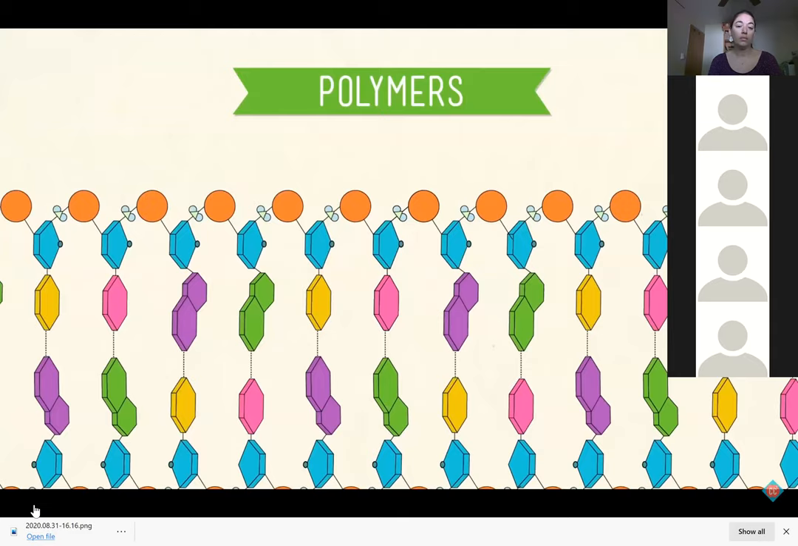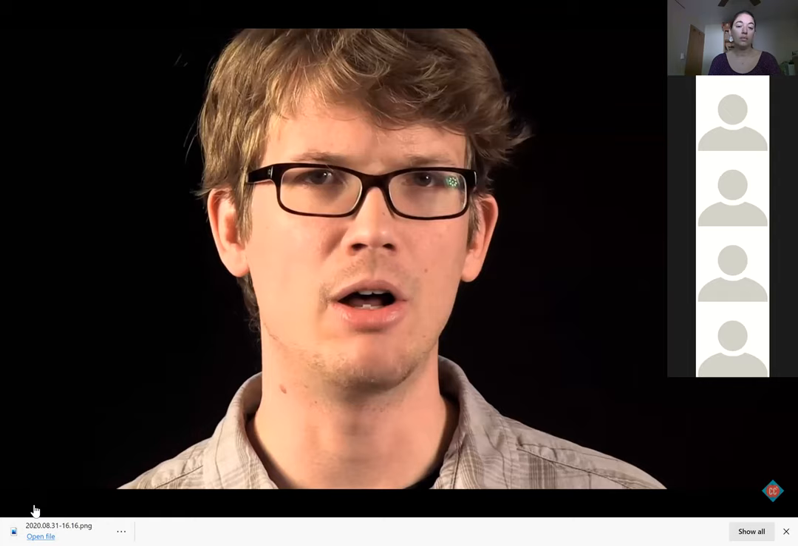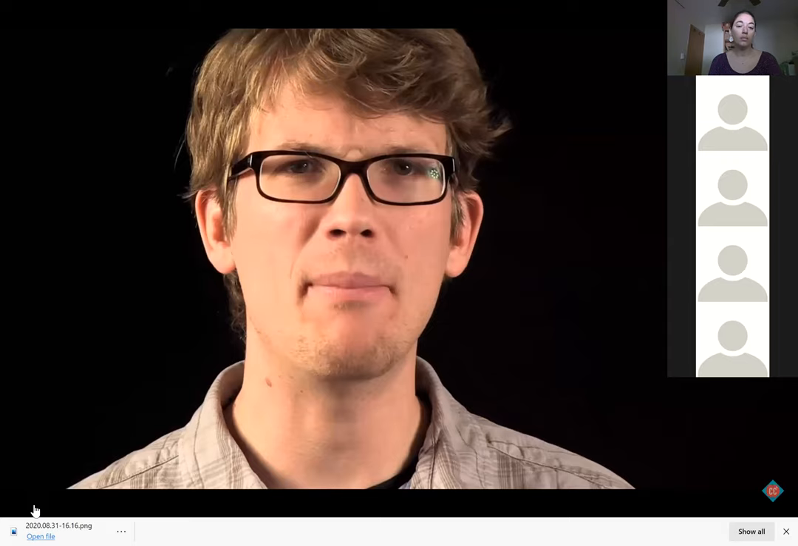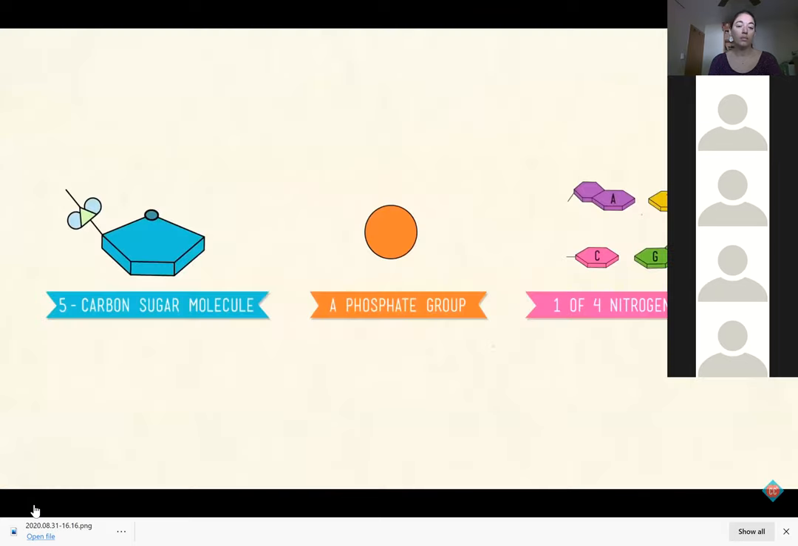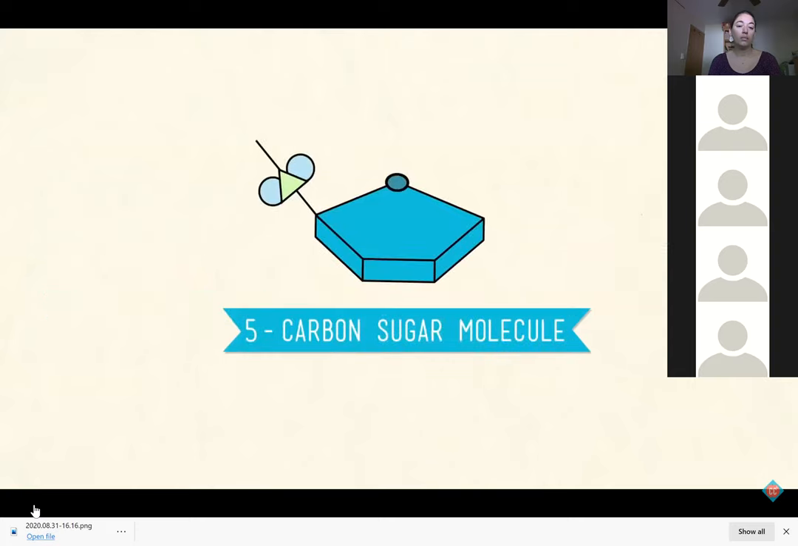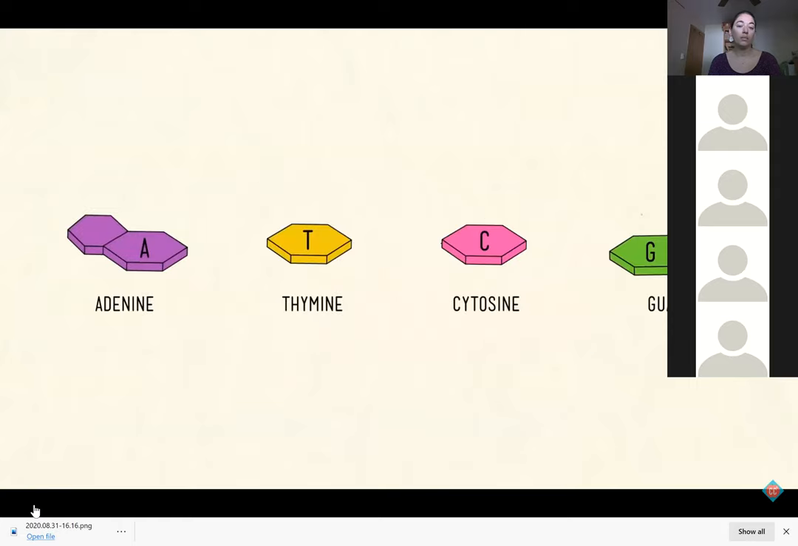Now, before we actually put these tiny parts together to build a DNA molecule like some microscopic piece of IKEA furniture, let's first take a look at what makes up each nucleotide. We're gonna need three things. One, a 5-carbon sugar molecule. Two, a phosphate group. And three, one of 4 nitrogen bases. DNA gets the first part of its name from our first ingredient, the sugar molecule, which is called deoxyribose. But all the really significant stuff, the genetic coding that makes you you, is found among the 4 nitrogenous bases: adenine, thymine, cytosine, and guanine.